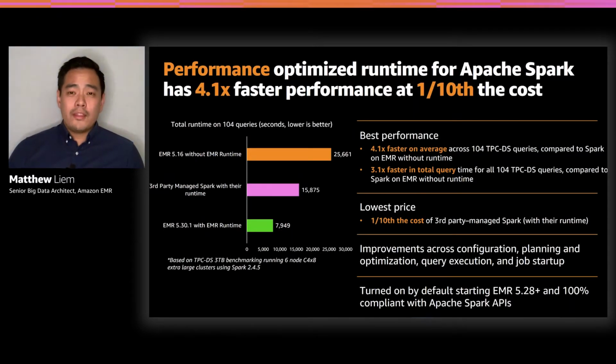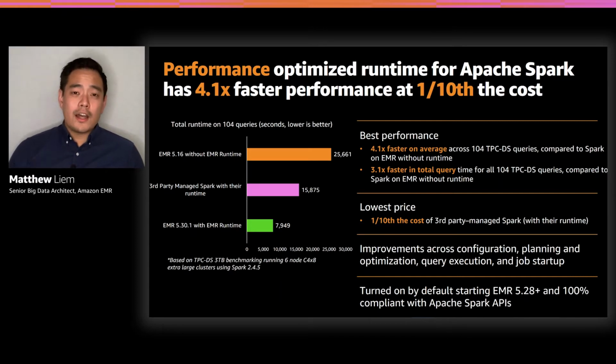We're going to start with EMR's optimized runtime for Apache Spark. Remember, better performance equals less cost. And when we compared EMR 5.30.1, which includes the optimized runtime, with EMR 5.16 that does not have the runtime, we see an almost 4.1x improvement in performance.